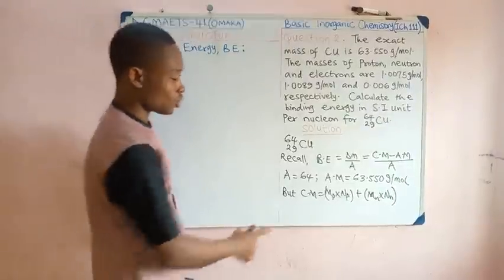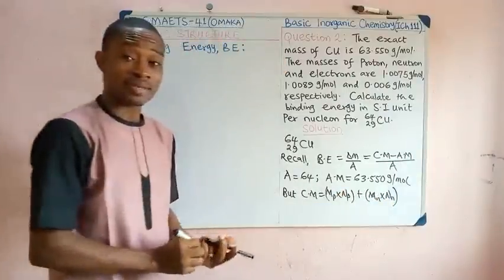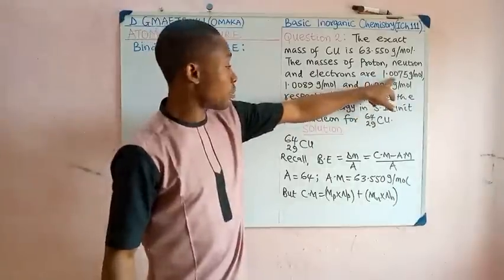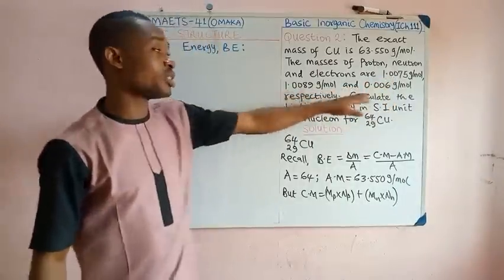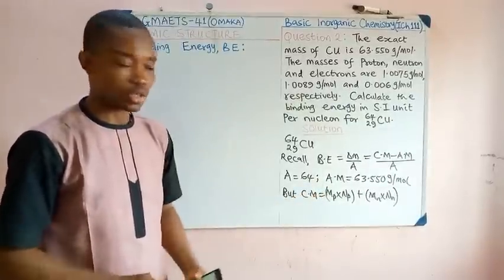So again, look at this. We need the number of protons and the number of neutrons. We know the mass of proton and the mass of neutron; they are given to us. We don't need the mass of electron. Take note: electron has no place in this calculation.